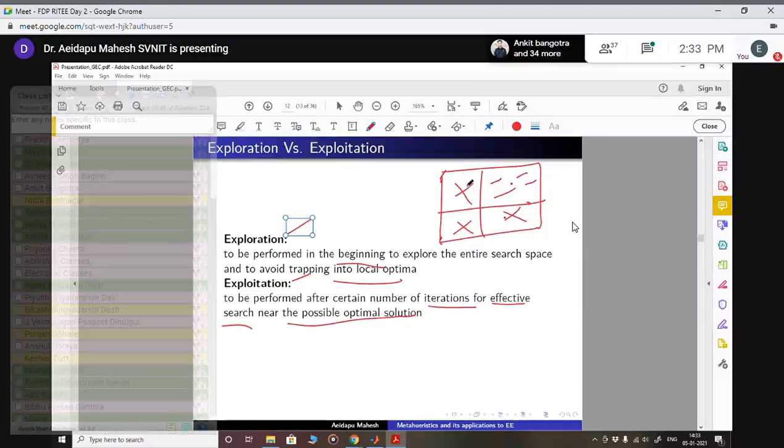That we simply searched the entire room to make sure that the book is not there in these rooms. Then after some time, we figured out that the probability of having the book in this room is more. So now I'll search this room effectively. So for a near optimal solution, you have to search effectively to get the global optimal solution.